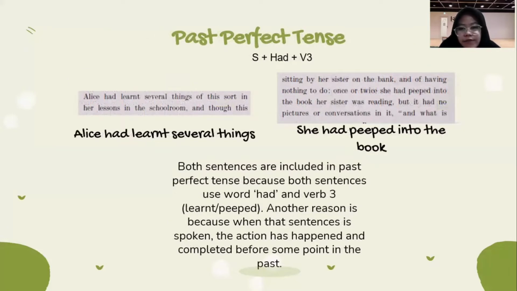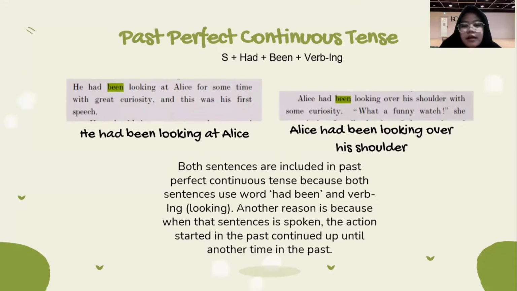Next is past perfect tense. Past perfect tense has the pattern subject plus had plus verb 3. The first sentence that I found is "Alice had learned several things." The second is "she had peeped into the pool." Both sentences are included in past perfect tense because both use the word had and verb 3, learned and peeped. Another reason is because when the sentence is spoken, the action has happened and completed before some point in the past.